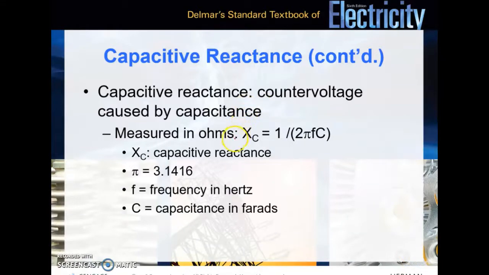So here we see the formula for capacitive reactance. It looks similar to inductive reactance, but we see here we have a division symbol. So I'm going to rewrite this. Hopefully the pen cooperates here. Capacitive reactance equals 1 over 2 pi times frequency times the capacitance in farads.